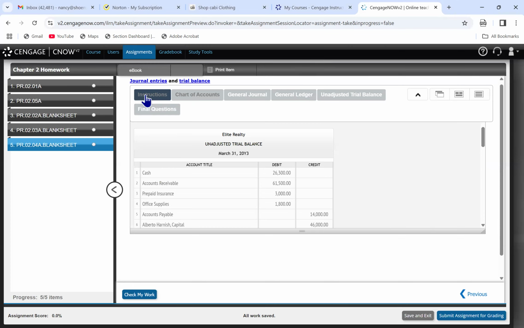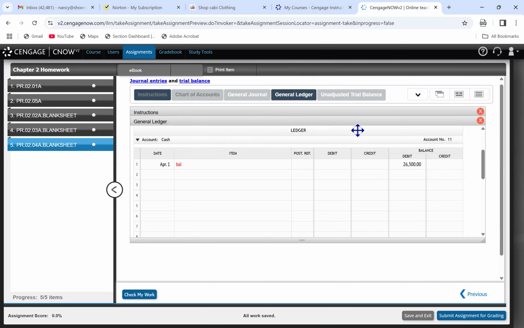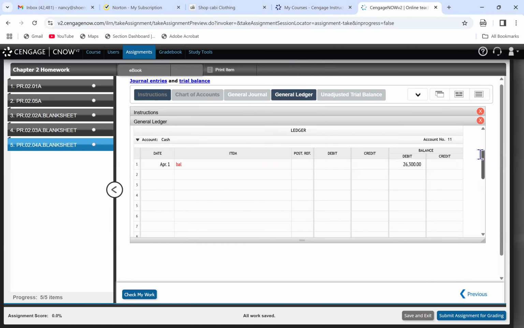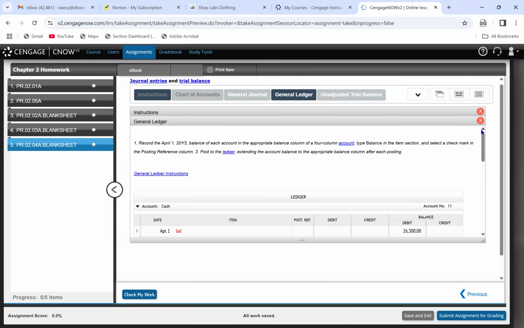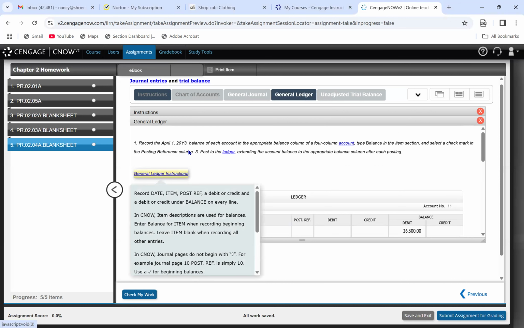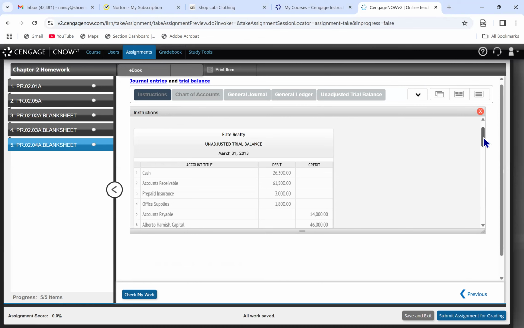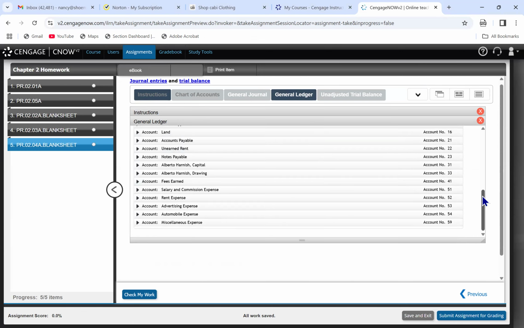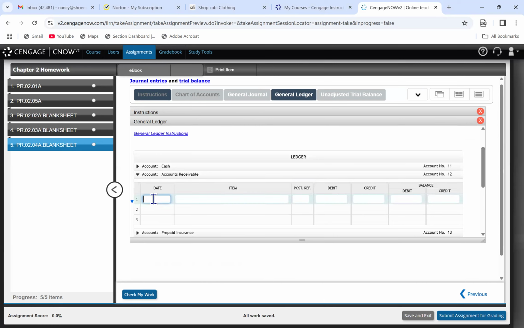The next one we're going to do is accounts receivable of 61,500. Sorry, guys, general ledger. I want to go to accounts receivable, 61,500. So I'm going to put this one April 1st, and I'll show balance 61,500. And you see I'm putting these assets as a debit balance, okay?